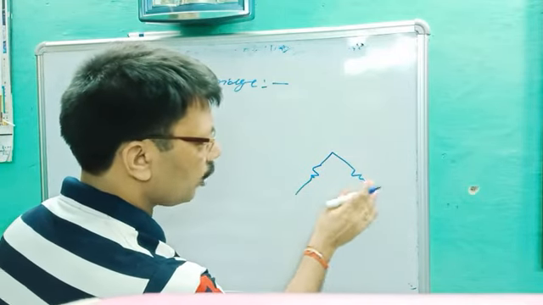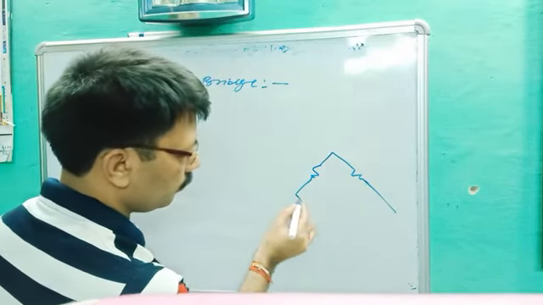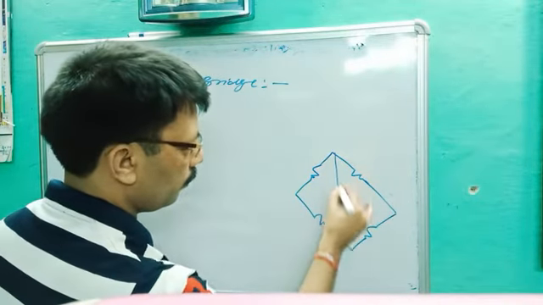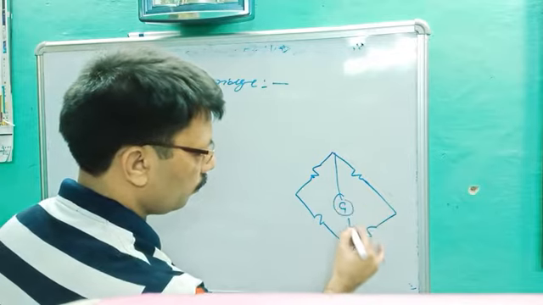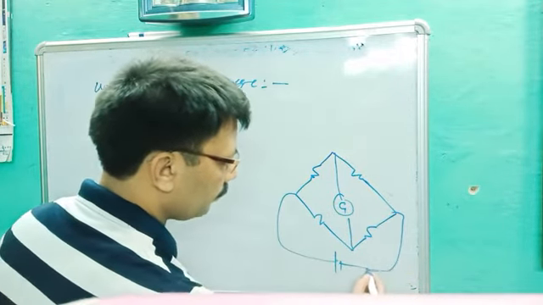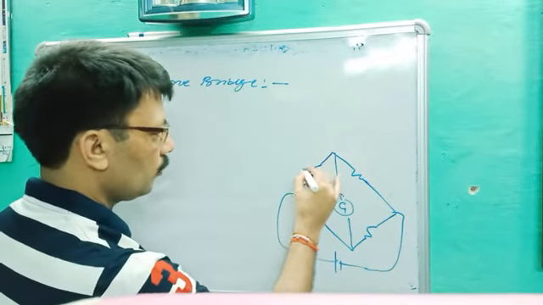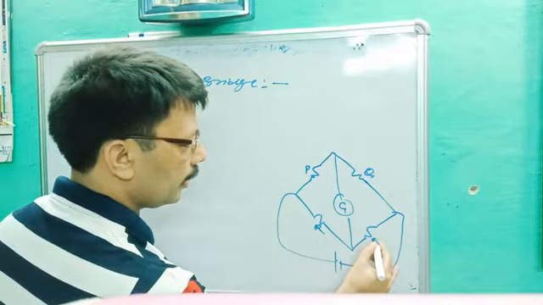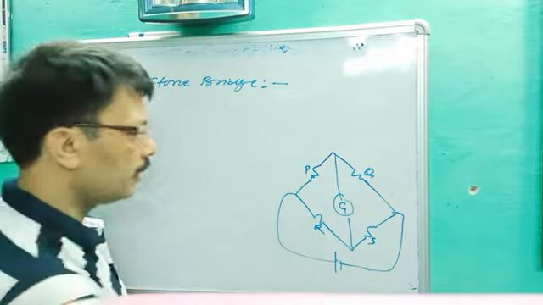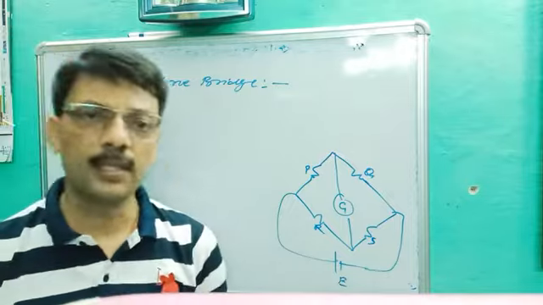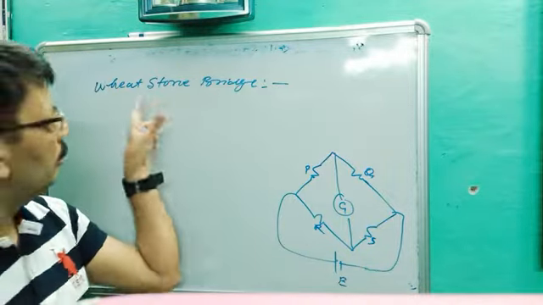We will use only Kirchhoff's law to solve it. Galvanometer, this is the battery. P, Q, R, S, four resistances are connected diagonally. This is the battery of emf E. Many questions are given in your NCERT. See there, it is the arrangement, Wheatstone bridge.